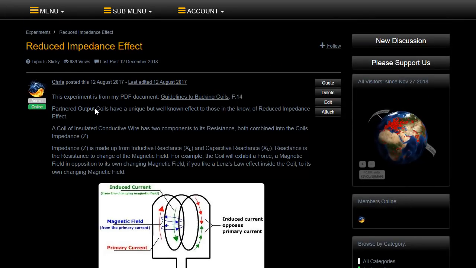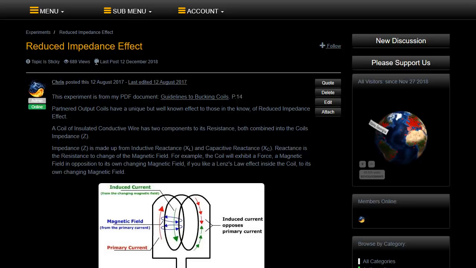Hi guys. Today I want to talk about the reduced impedance effect. This is part of the asymmetrical regauging and stuff that we've covered for some time now. I just want to point out some almost simple things that are maybe a little bit easy to overlook by many people.